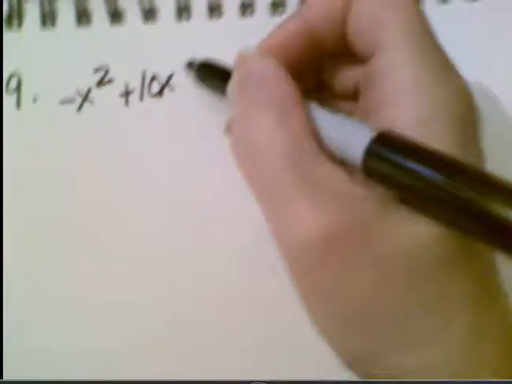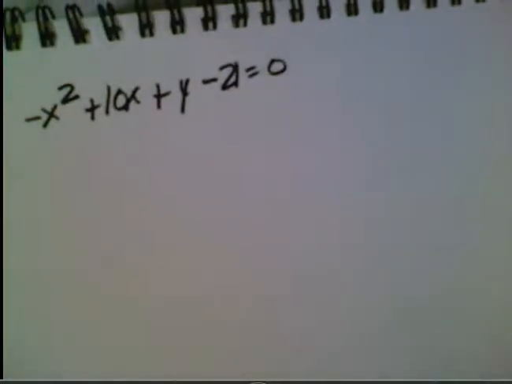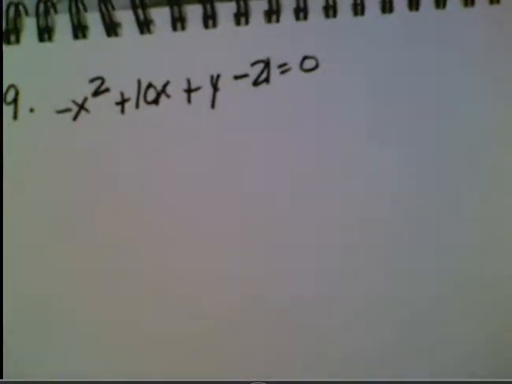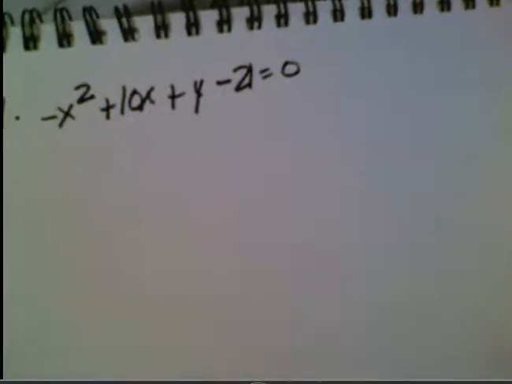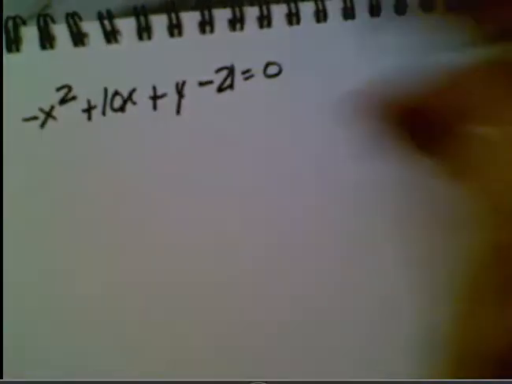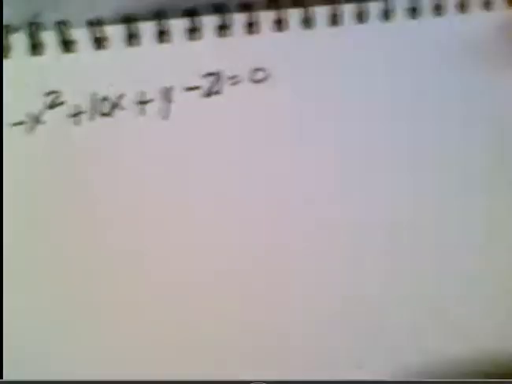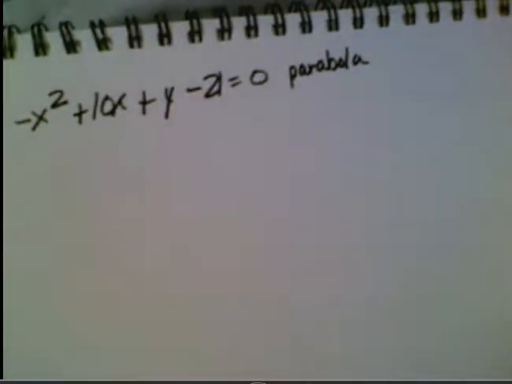Number 9 says negative x squared plus 10x plus y minus 21 equals 0. So I need to complete the square and bring everything over. Well, actually, in this problem, the very first thing I notice is the only thing squared is the x. So I know that this is a parabola. So I'm going to solve for y.